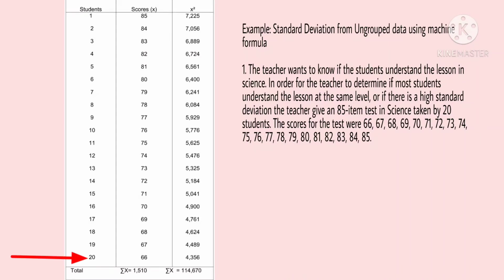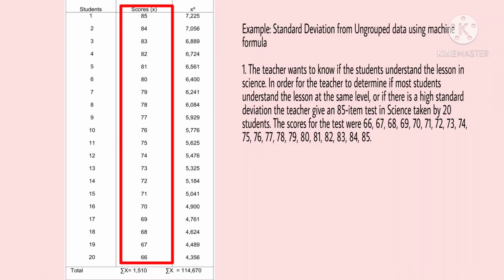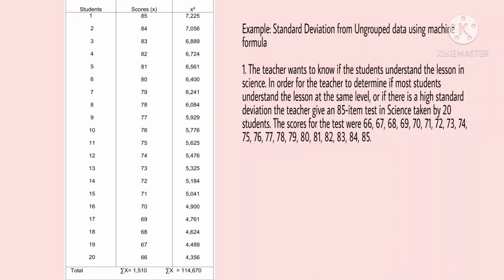The second column is for x, which is the score. Since we have the highest score of 85, we're going to put here 85, 84, 83, 82, 81, 80, 79, 78, 77, 76, 75, 74, 73, 72, 71, 70, 69, 68, 67, and 66.